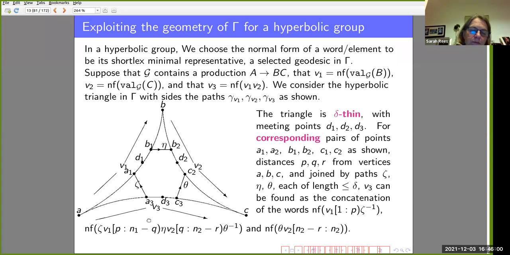Okay, so V3 itself can be expressed as a concatenation of words that are associated with the words V1 and V2, which we know all about, and with some short little words, okay? So this basically expresses the word V3 in terms of things that can be built out of the words V2 using the cut operator. And well, there's some conjugation and normal form stuff going on here. And this is what we call tethering, okay?